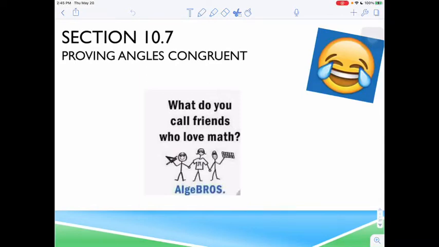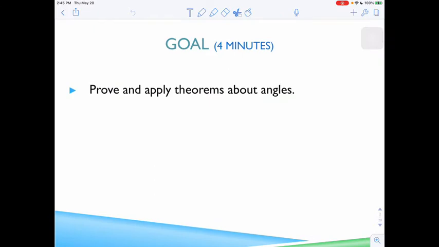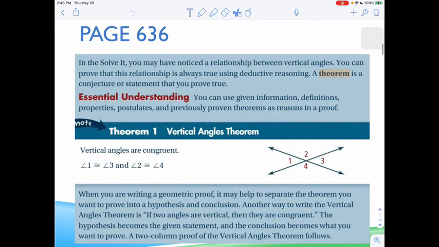Section 10.7 is proving angles congruent. Our goal is to prove and apply theorems about angles. On page 636, in the Solve It, you may have noticed a relationship between vertical angles. You can prove that this relationship is always true using deductive reasoning.